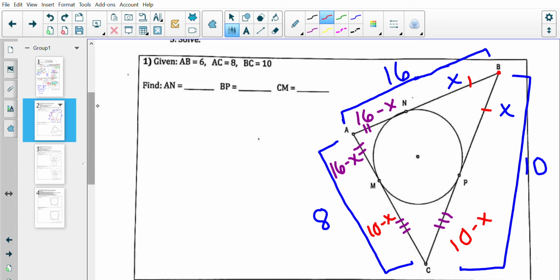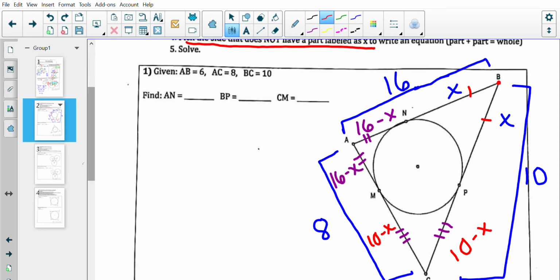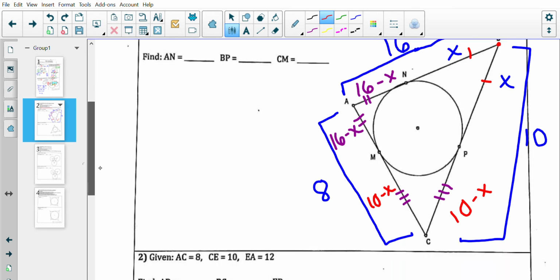So now, go back to the step. Pick the side that does not have a part of it labeled as x. So A to B has a side labeled as x. B to C has a side labeled as x. So we want to go to A to C because there's no side that's just labeled x. There's obviously an x in it, but it's not just x by itself. So now we're going to pick that side, and A to C is going to be AM plus MC equals the whole length, which is 8.